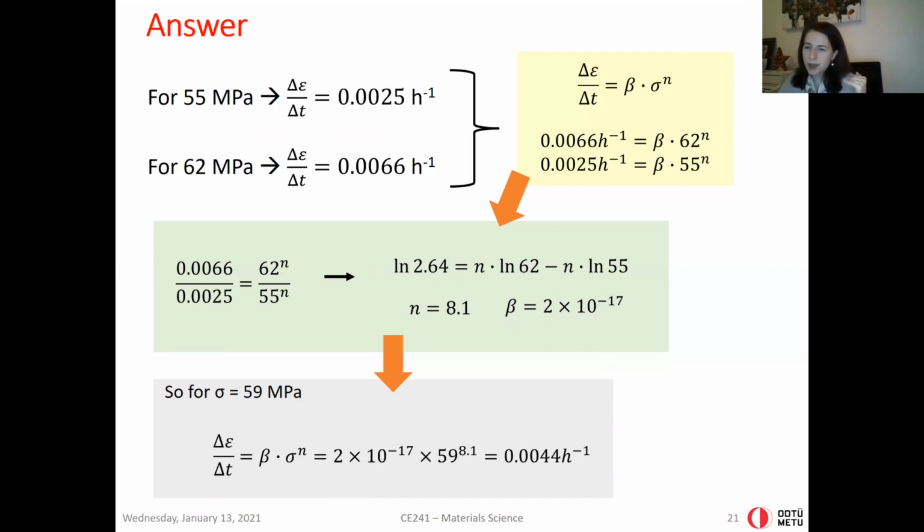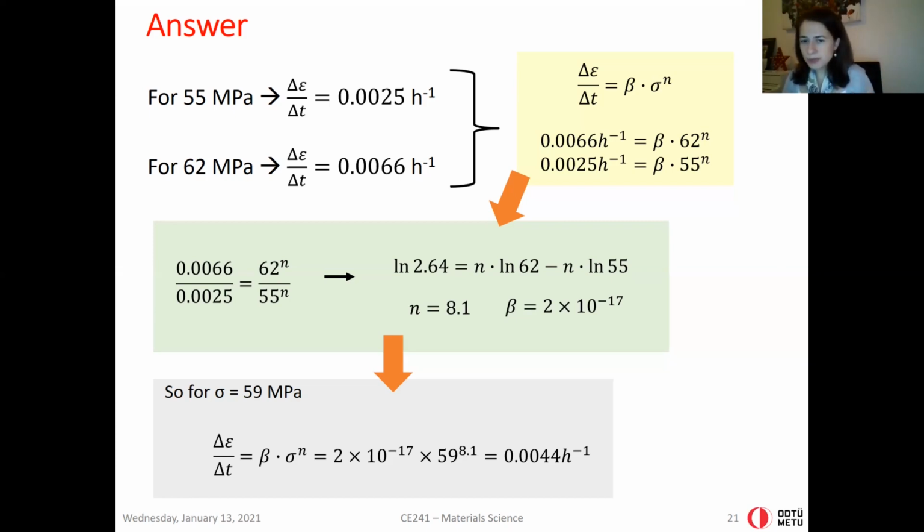0.0066 divided by 0.0025 would be equal to 62 to the power n divided by 55 to the power n, because the betas will cancel. This equation can be written as ln 2.64, which is basically 66 divided by 25, equals n times ln 62 minus n times ln 55. So to solve this equation, I took ln of both sides. From this equation, I can solve n as 8.1.